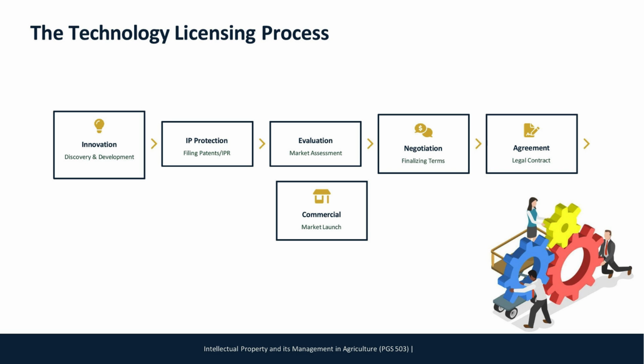The commercial potential of the technology is evaluated. The next step is negotiation, finalizing terms. Both parties discuss and agree on the licensing conditions. The next step is agreement, legal contract. The agreed terms are documented in a legally binding agreement. Finally, commercial, market launch.